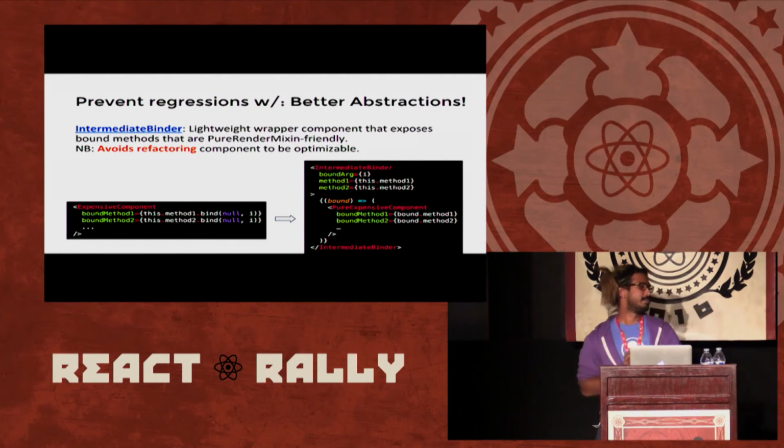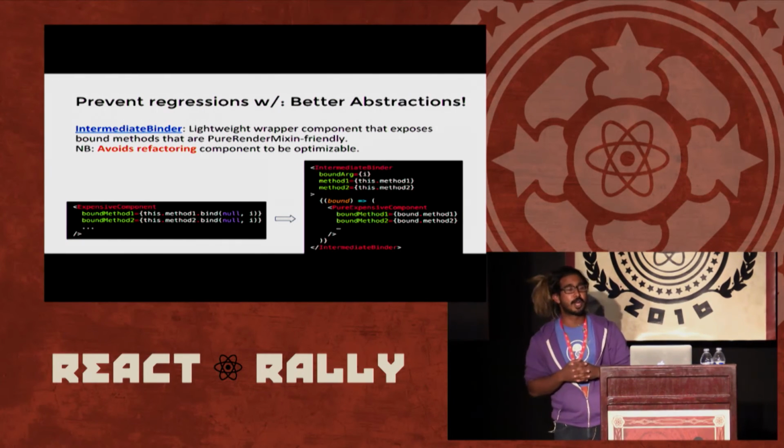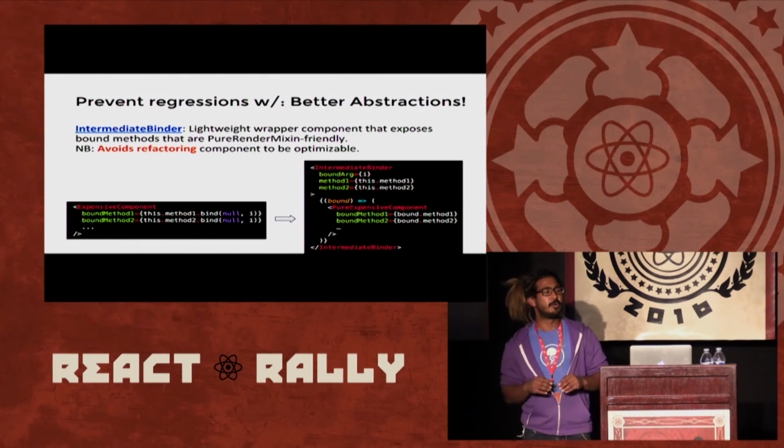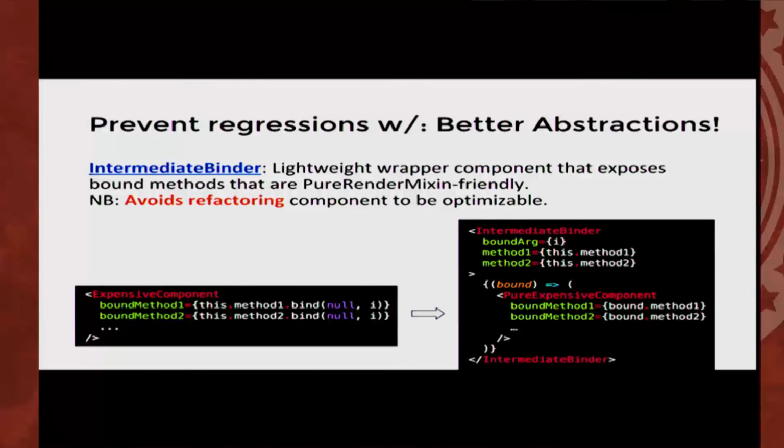The next one is something I call intermediate binder. It gets around the problem of having a list of items, and each one wants to have a method that is specific to it. You want to bind the ID or the index of your item in the context of your list. And the issue with using bind is that, again, you can't use PureRenderMixin anymore. The common solution is to rewrite your component, have it take the unbound function, have it take in the index, and then manually do that bind, as you saw in my other component.